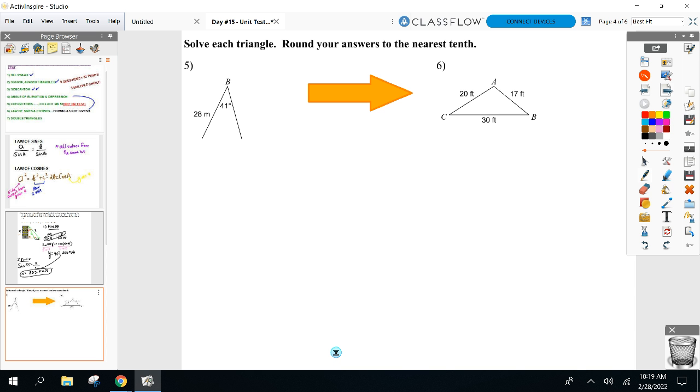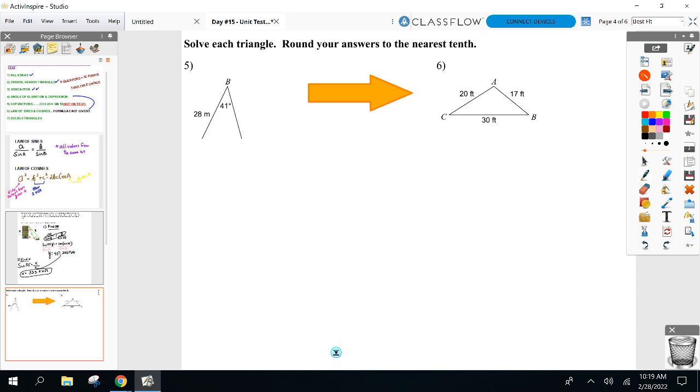I know it says solve the triangle, but we don't have time for that. I'm going to pick an angle, and we're going to find the angle on number 6. So you've got sides 20, 17, and 30. I'm going to challenge you right now: find the biggest angle right away.